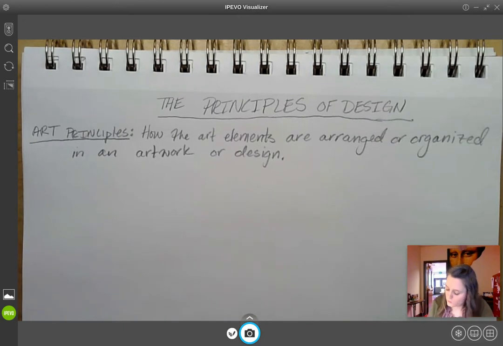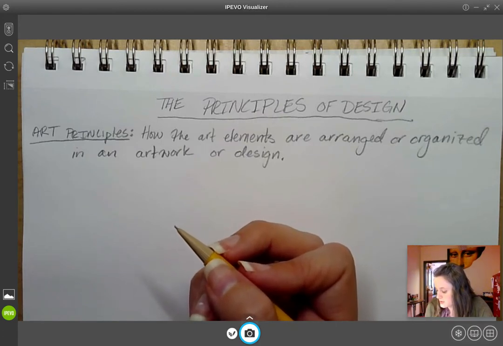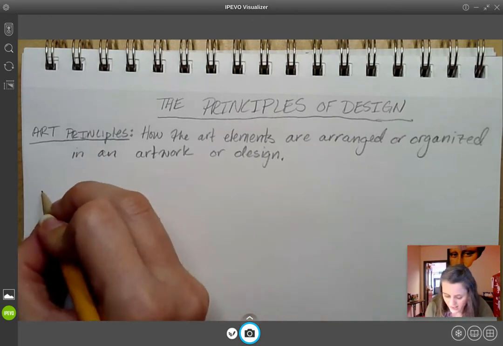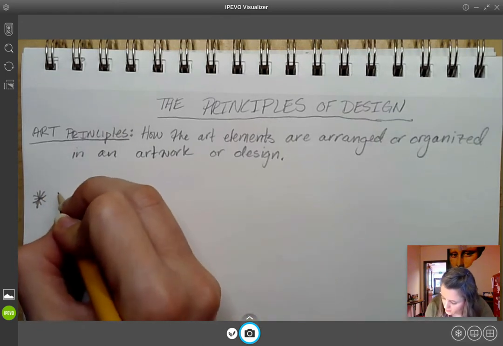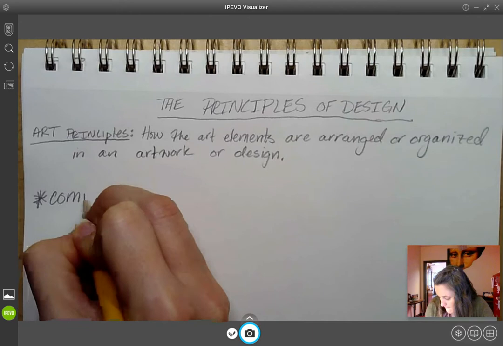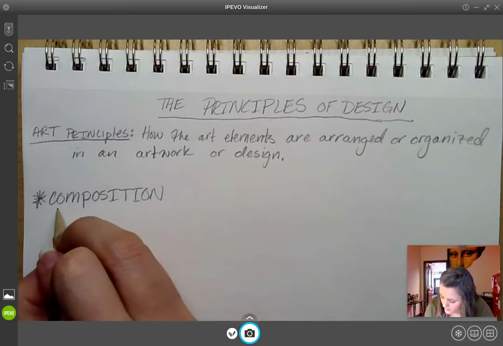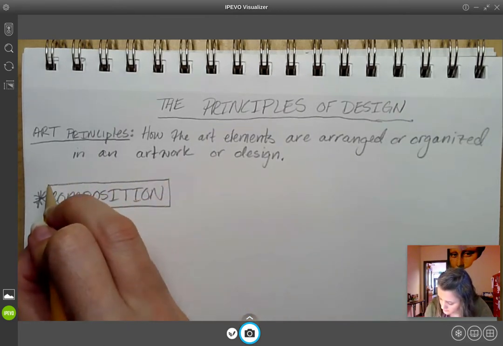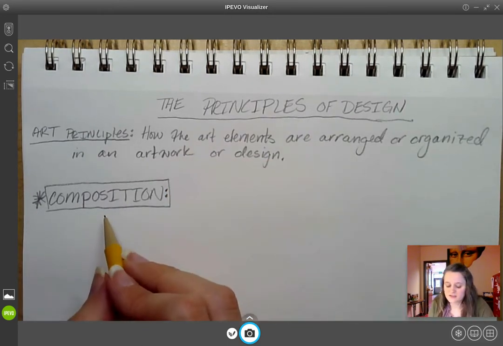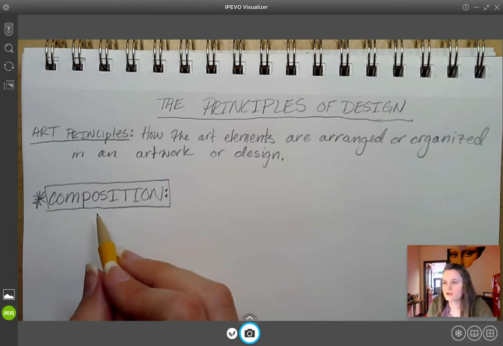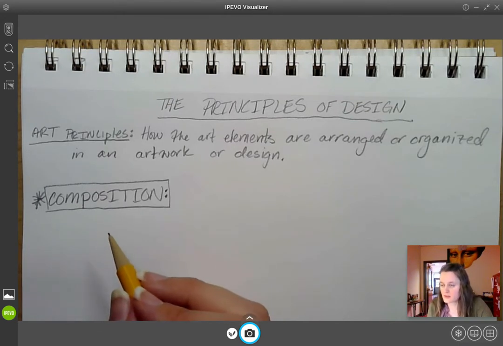Bam. So one of the first, this is not an art principle, but I think it's an incredibly important definition and vocabulary word that I want you to have. So our first one, and we're not going to number it because it's not one of the principles of design, but it's composition. All right, composition. That's how we discuss the way in which an artwork is organized. We talk about the composition, how you're choosing to organize things.